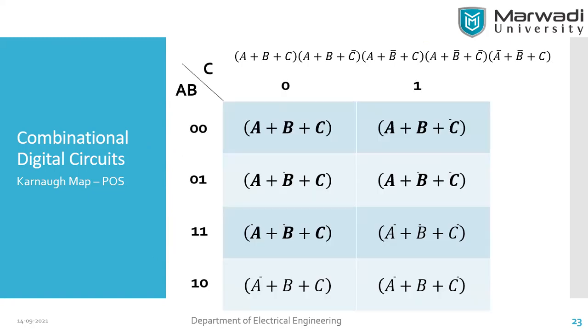Okay. Now you have one expression here. A plus B plus C. That means there will be 0 here. A plus B plus C bar. That means there will be 0 here also. Then A plus B bar plus C. It will be 0 here. A plus B bar plus C bar. That means there is a 0 here also. And then we have A bar plus B bar plus C. That is 0 here. Okay.